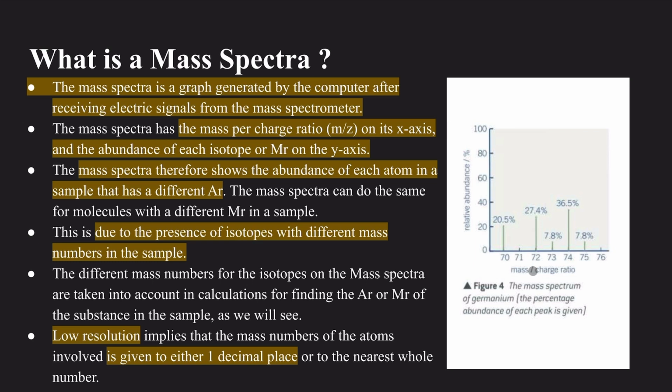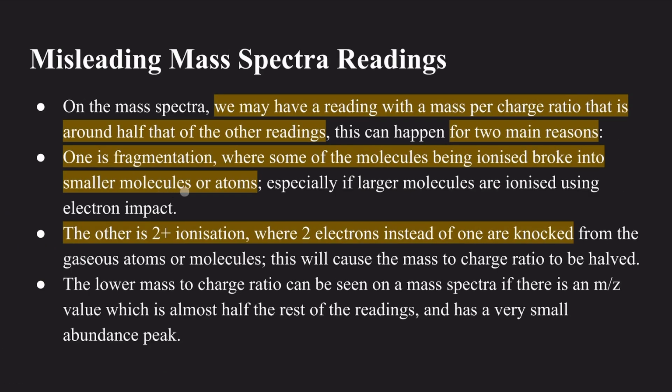What I'm basically saying is the m/z, or the mass per charge ratio you see here, so 70 in this example, right? So 70-71. This is called low resolution mass spectrometry because these m/z ratios are given to either one decimal place or to the nearest whole number. But there's also high resolution mass spectrometry, where the mass number is given to 5 or even 6 decimal places. So now let's look at slightly misleading mass spectra readings.